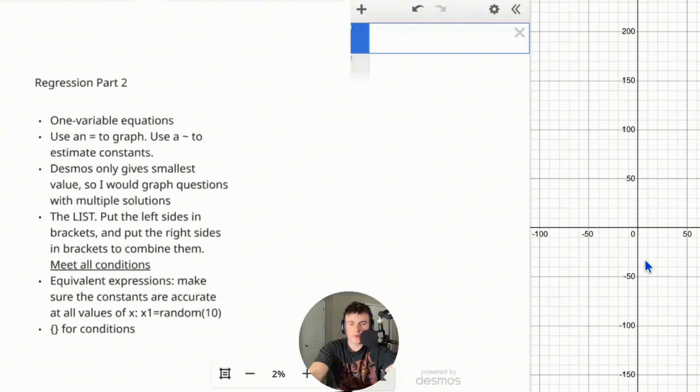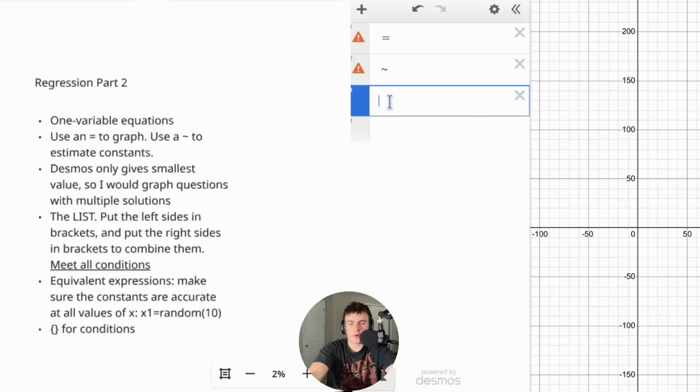Okay, now we're going to do the more advanced regression stuff that is not included in the table. And there's a lot more to learn. So let's break it down. Now, starting with the very fundamentals, we have one variable equations. So the difference between an equal sign and a tilde is very, very simple. An equal sign will graph equations.